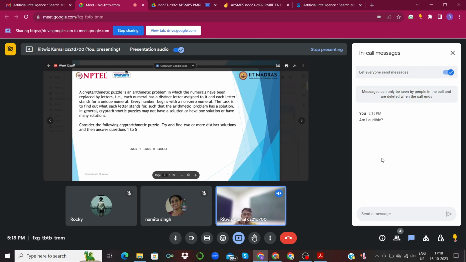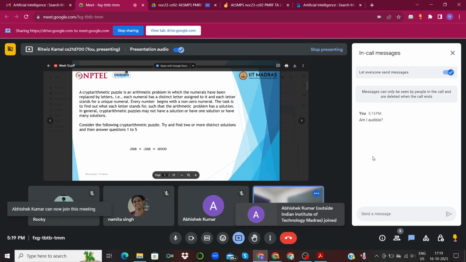One thing to note is that no letter can be assigned zero. Basically, it has to start from one or above. Our task is to find an appropriate assignment of these letters to different numbers such that this equation holds. A given equation may or may not have a solution, or it may have one or multiple solutions. That is another thing we need to keep in mind.